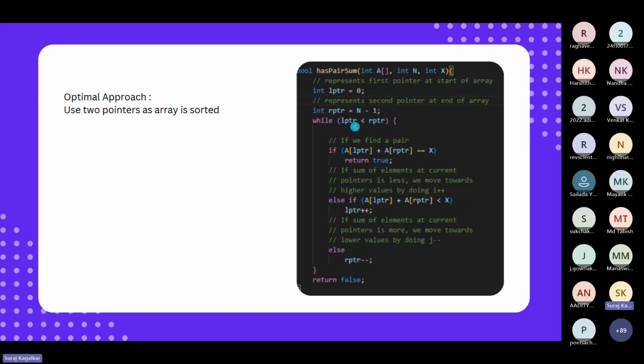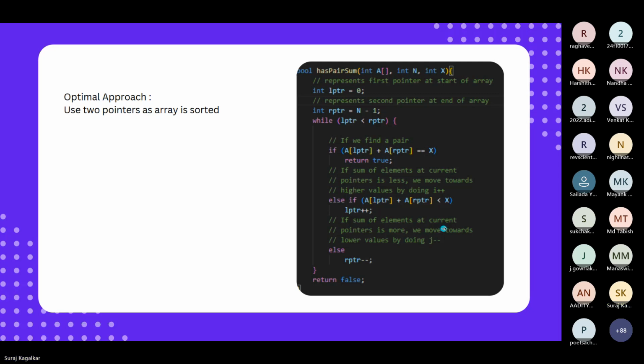While left pointer is less than right pointer, if array index left pointer plus array index right pointer is equal to x, that means we have found a pair which equals x. We just return true. If the sum of array index left pointer and array index right pointer is less than x, then we increment the left pointer because we want a sum which is greater than what we have right now. And as the array is sorted in increasing order, we just increase our left pointer so that we get a greater sum. Otherwise, we just decrement our pointers as we want a lesser sum.